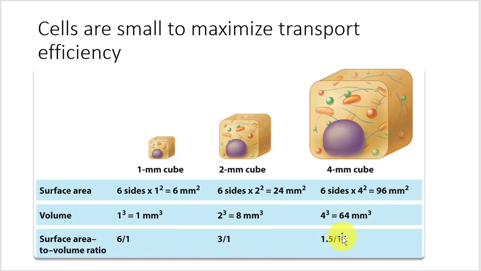So for every 1 unit of volume, this cell only has 1.5 units of surface area. So it's going to have less surface area per volume in this large cell to transport materials in and out of the cell. So smaller cells are more efficient at transporting material in and out of their cell, because everything that cell needs to survive and all the waste it needs to get rid of has to cross that plasma membrane. The more surface area you have to do that, the more efficiently you can transport materials.